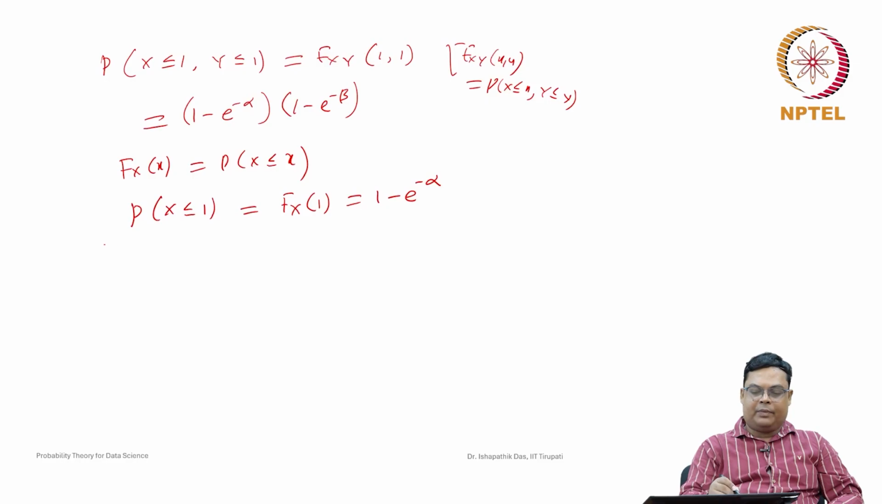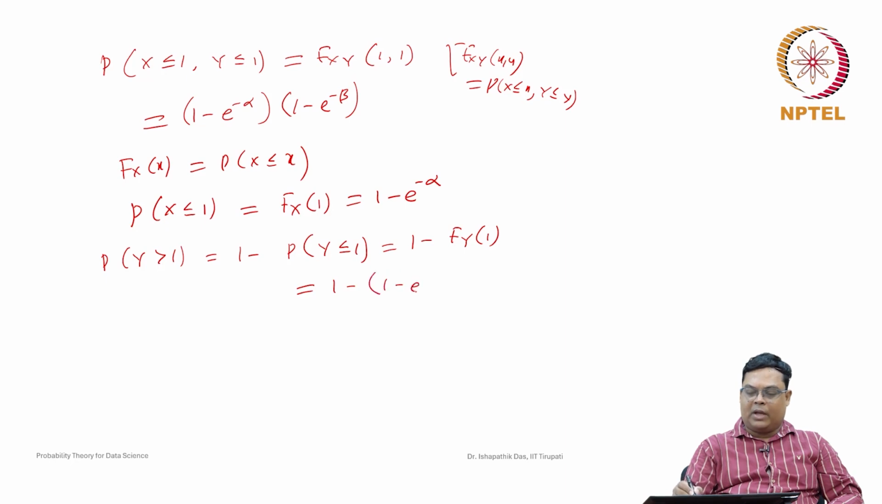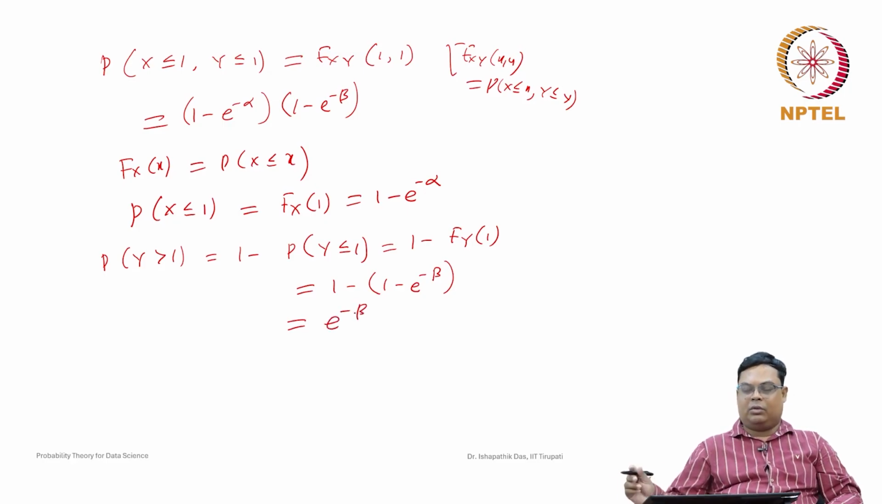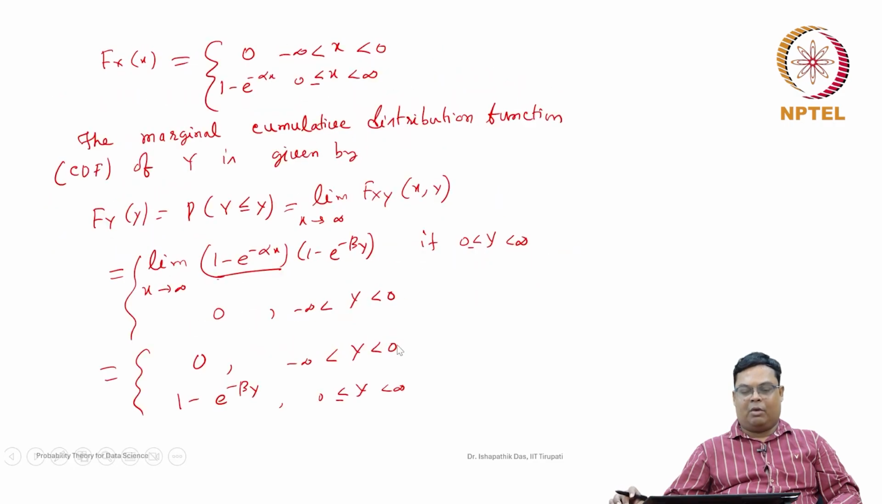Similarly, the probability of Y greater than 1, if we take the complement, is nothing but 1 minus the probability of Y less than or equal to 1. Y less than or equal to 1 we know is F_Y(1). So F_Y(1) is nothing but 1 minus e to the power of minus beta times 1. So the 1 and 1 cancel, and we get e to the power of minus beta. That is also straightforward, you just have to take the complement.